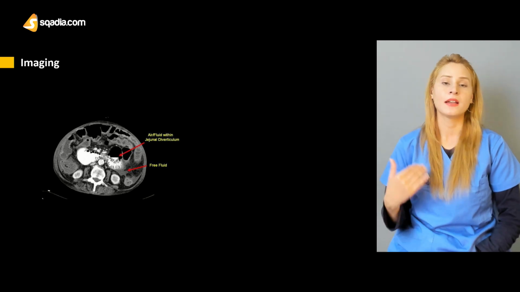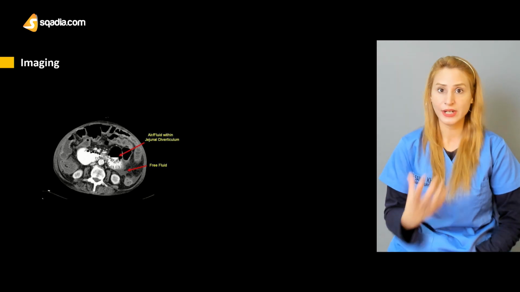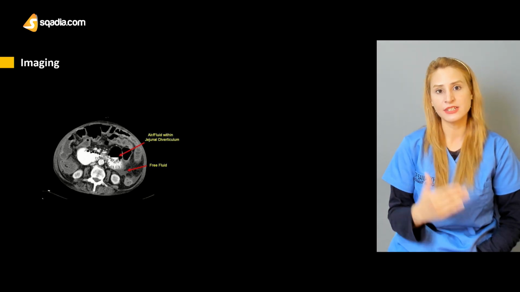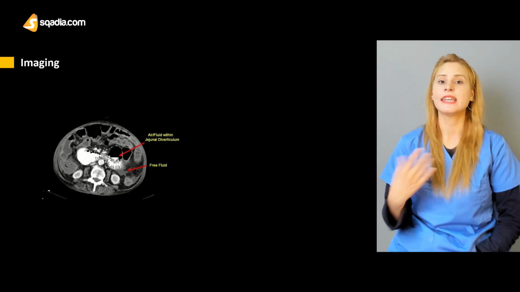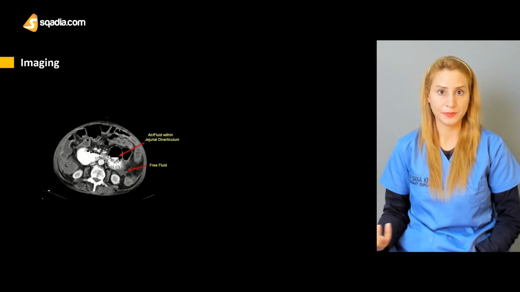And then if you're suspecting perforation, maybe the abdominal x-rays, erect and supine, AP and lateral views, and the chest x-ray can be helpful in diagnosing the perforation.